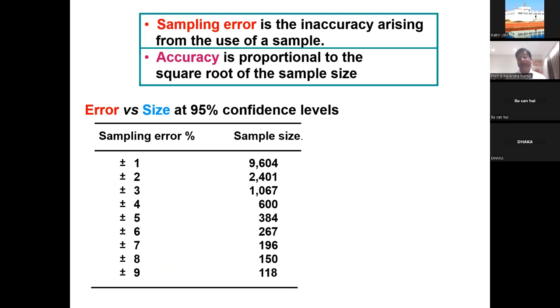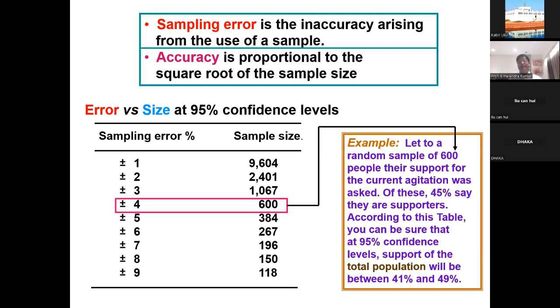Again, sampling error has been defined: what is the sampling error and what is the accuracy. Sampling error is inaccuracy from the use of a sample. Accuracy is proportional to the square root of the sample size. So we can see here a statistical chart of error versus size at 95% confidence levels. So here there is a probability, and an example has been given.